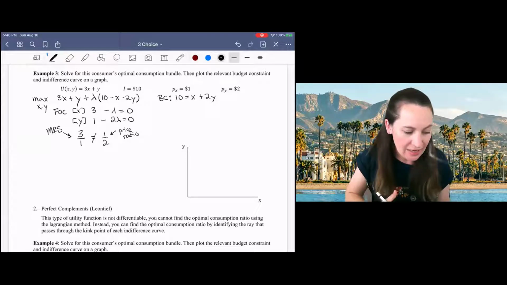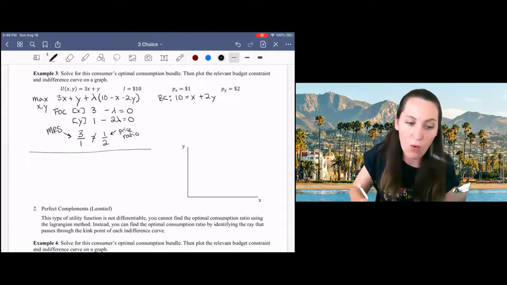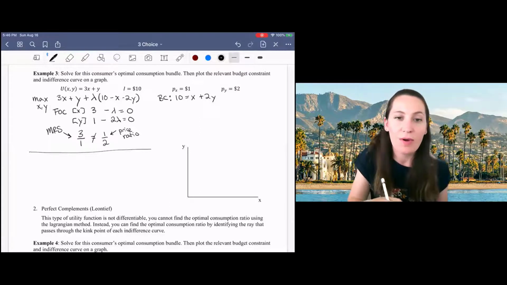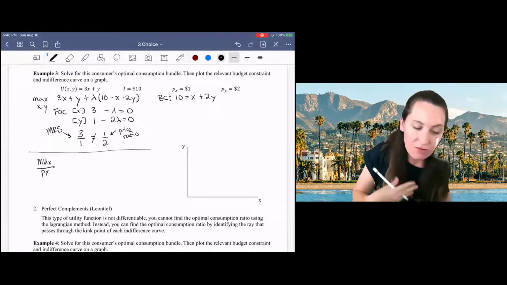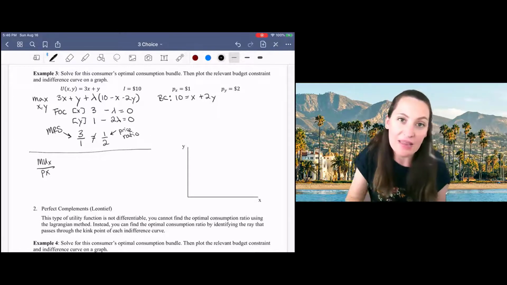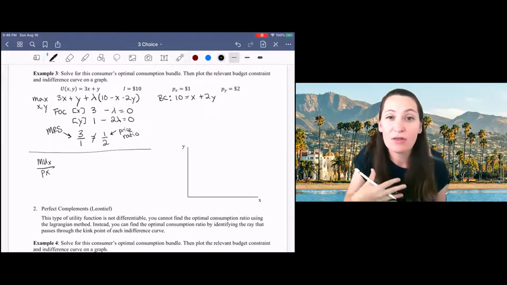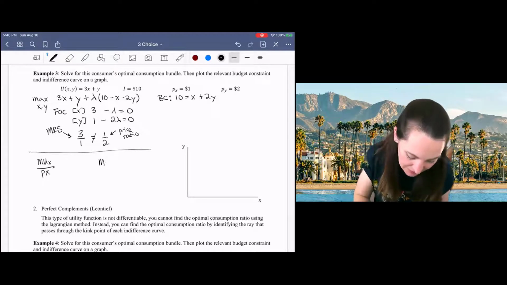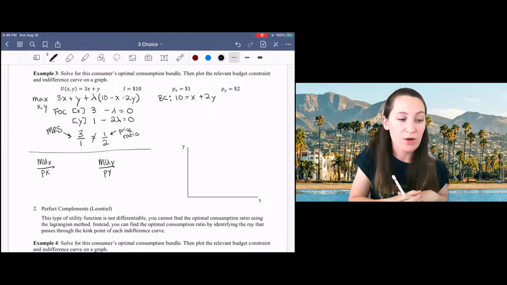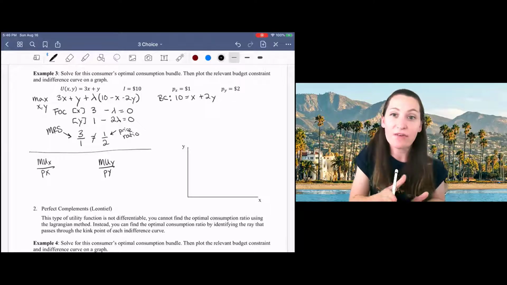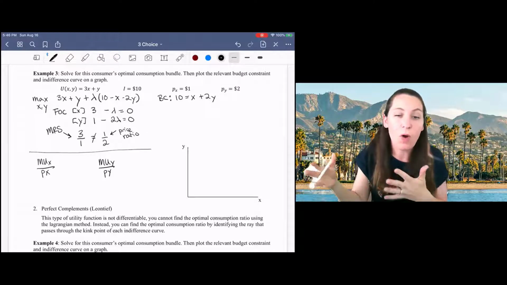So instead, to find the optimal choice for perfect substitutes, we want to compare our marginal utility per dollar for each of our products and then buy the one that gives us the most marginal utility per dollar spent. Because marginal utility here is not decreasing. Marginal utility is constant, right? And so the marginal utility per dollar will be the same for every unit of X that I buy. It'll be the same for every unit of Y that I buy, and one is going to be higher than the other.